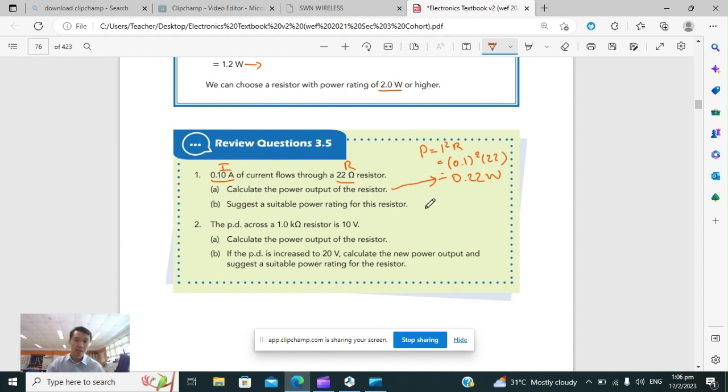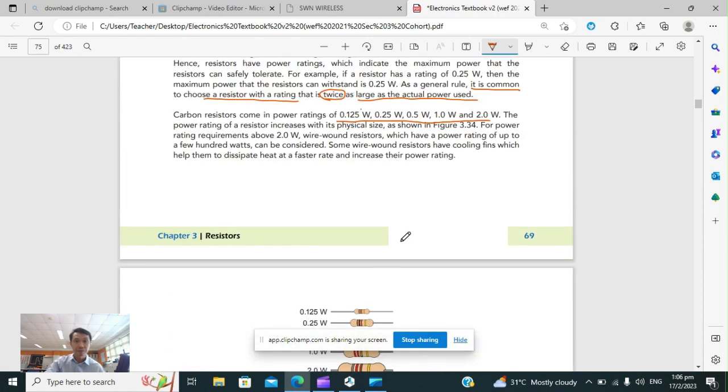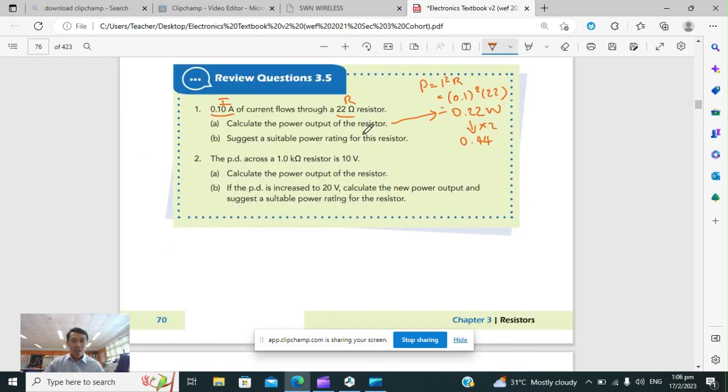Now, suggest a suitable power rating. Remember, I'm looking for one that is at least double. So times 2 will give me 0.44. The closest power rating is 0.5. If you look at this table over here, the closest is 0.5, this one. Therefore, the power rating I should choose for this resistor is 0.5 watts. Do the same for this one. And if you have questions on this, let me know in class when you next see me.